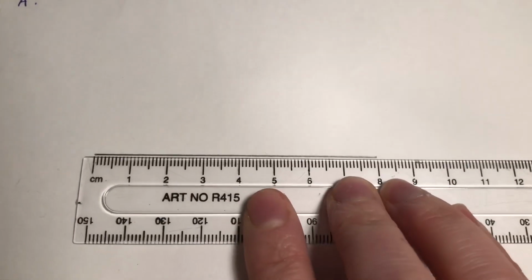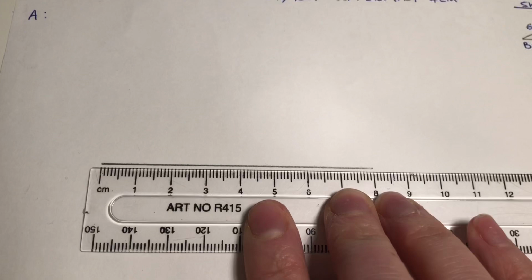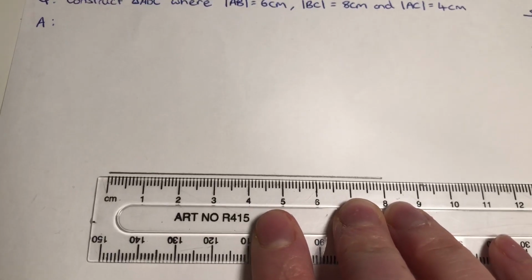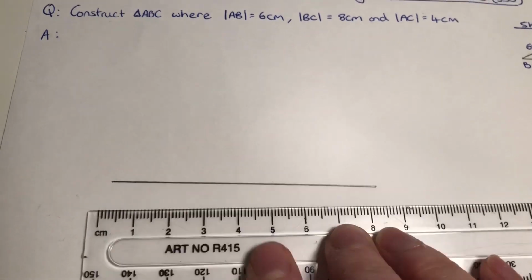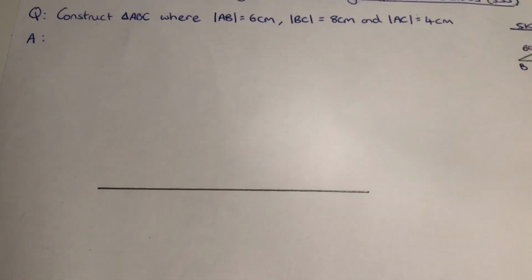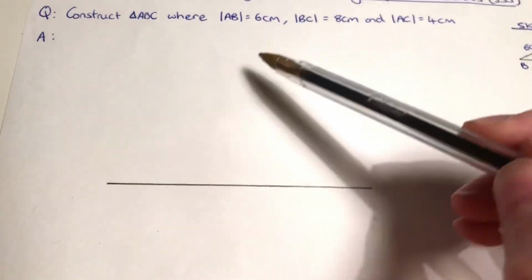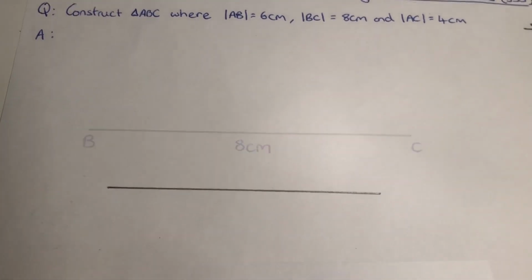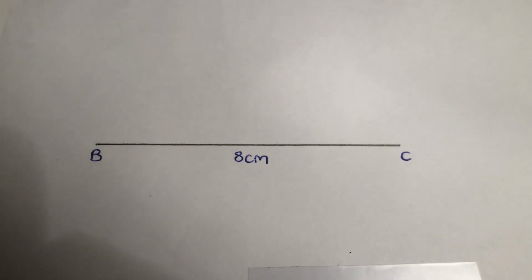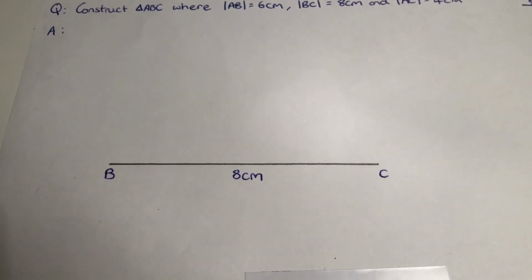So as you can see, if I just move my ruler slightly down, that bottom line segment of my triangle is exactly 8 centimetres. And then I'm going to label my points, remembering that I'm going to be drawing lines up. So I'm going to put the points underneath so they don't get in the way. There we have B and C, the base of our triangle.